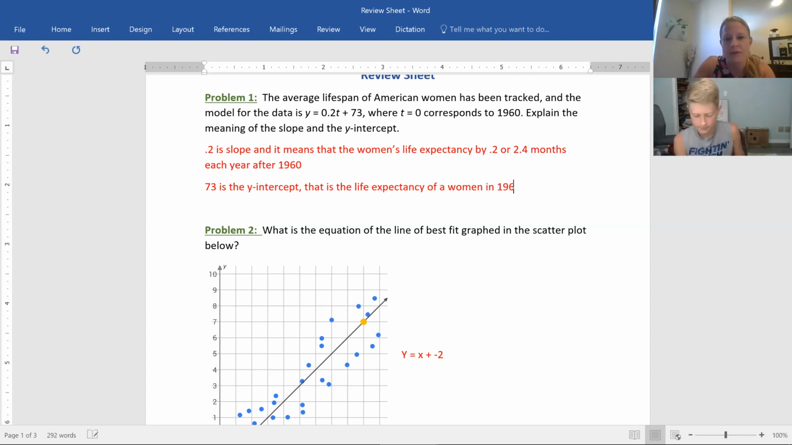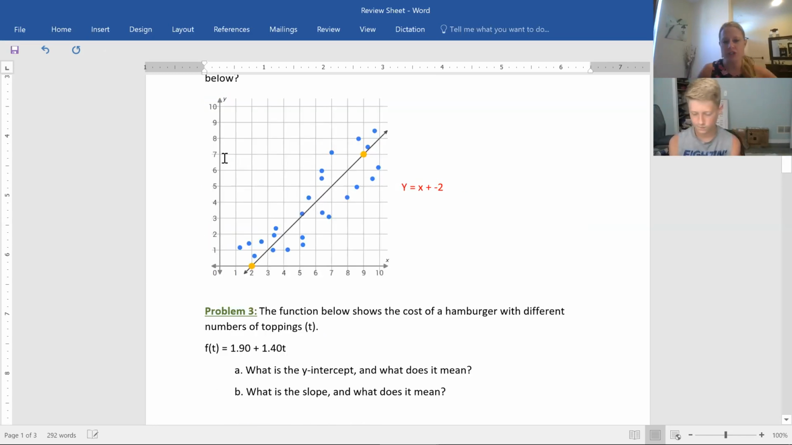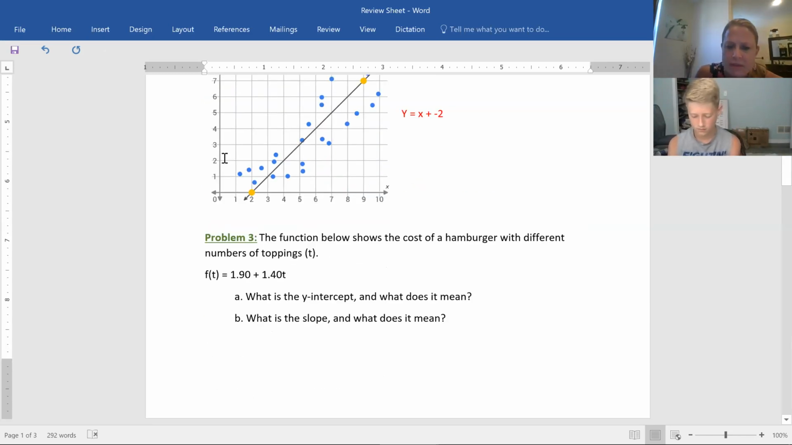Thank you. Okay, so last problem we're going to do is problem 3. It says the function below shows the cost of a hamburger with a different number of toppings. And you have f of t equals 190 plus 140t. The first question, what is the y-intercept and what does it mean? What is the y-intercept in that function?